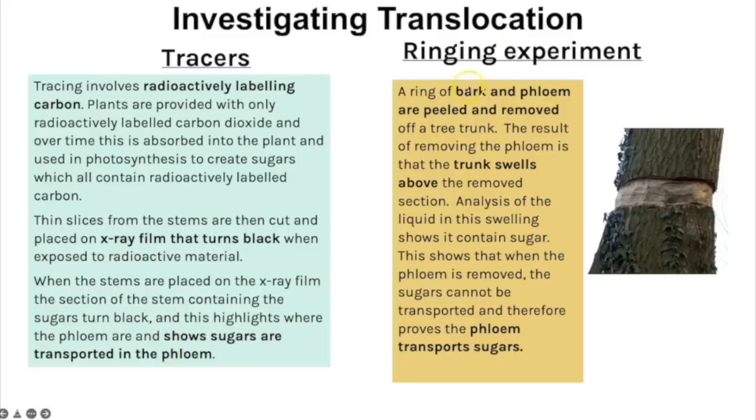Ringing experiments is when a ring of bark and phloem are peeled and removed off the trunk, like we can see here.